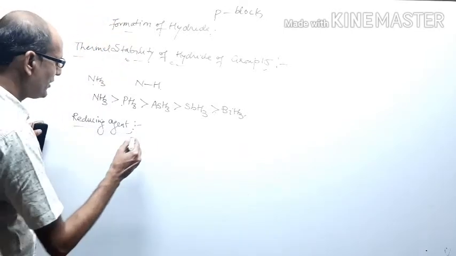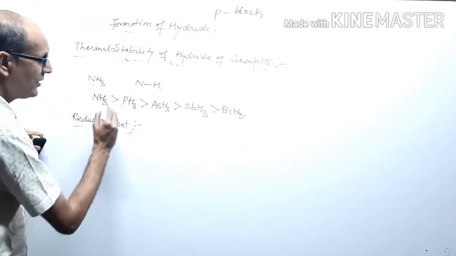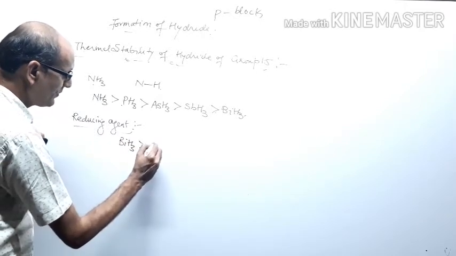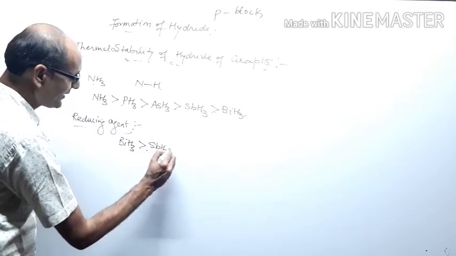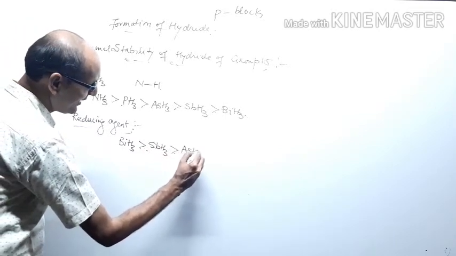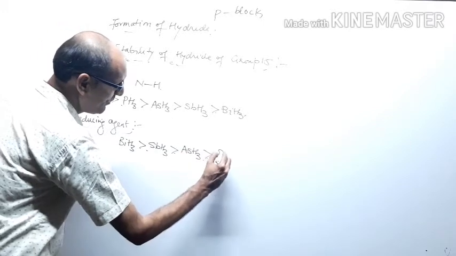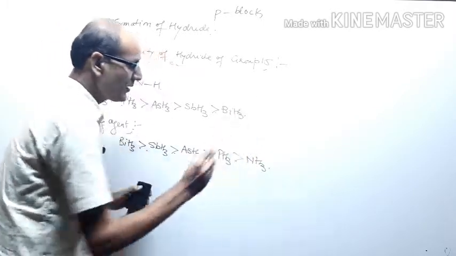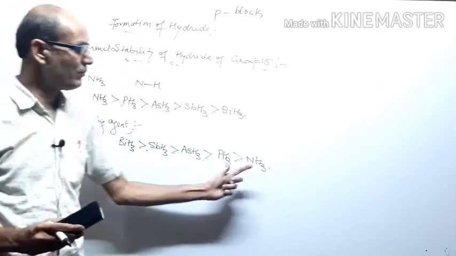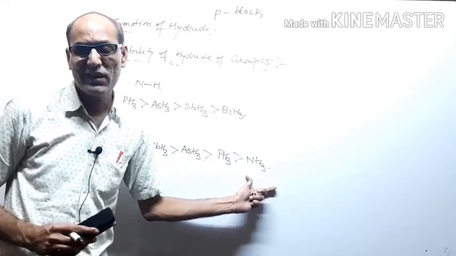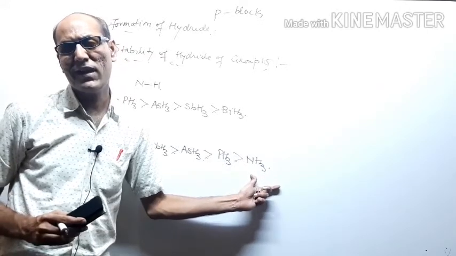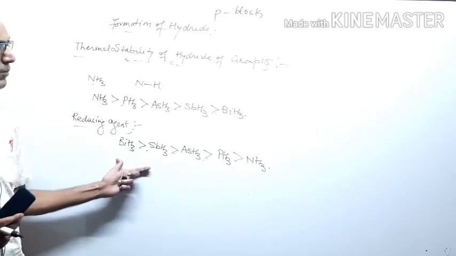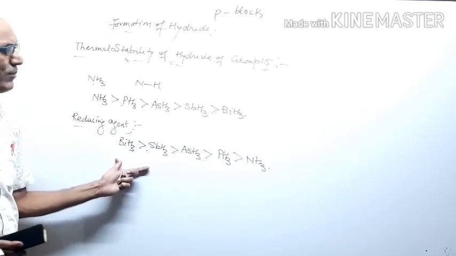So dear student, what will be the order of the reducing agent? We can say BiH3 is greater than SbH3 is greater than AsH3 is greater than PH3 is greater than NH3. But dear student, we take ammonia as a reducing agent. No doubt ammonia is a good reducing agent, but these are also better reducing agents than ammonia.